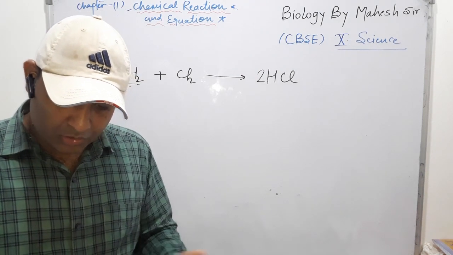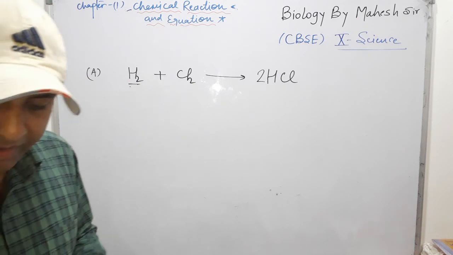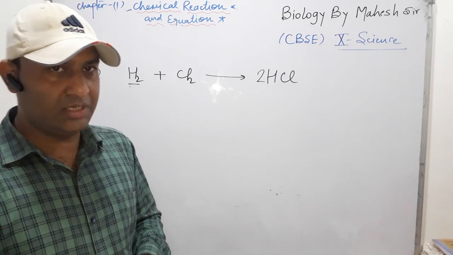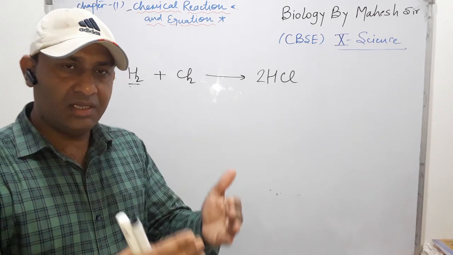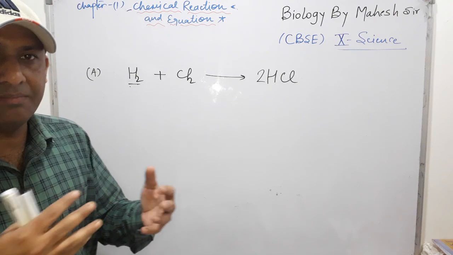Clear? And also the next question: write the balanced chemical equation with state symbols for the following reactions. So the third question is also of the same type, where the chemical reaction is given and you write the symbols of the chemical equation and then balance it.